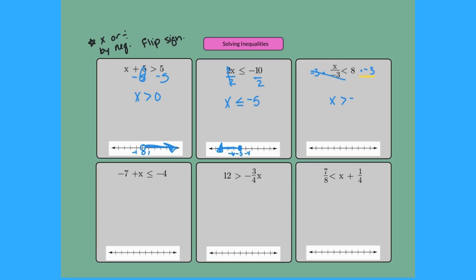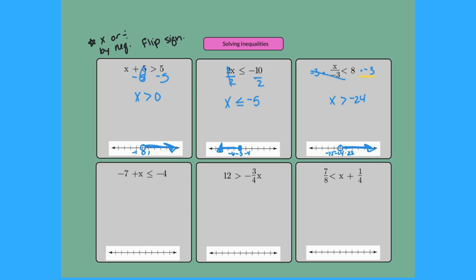And then 8 times negative 3 is negative 24. So I'll put negative 24 in the middle. And then I'll put 1 on either side. Oops, negative 23 and negative 25. It does not have the equal to sign, so open circle. X is greater than, so shade to the right the numbers that are greater than.